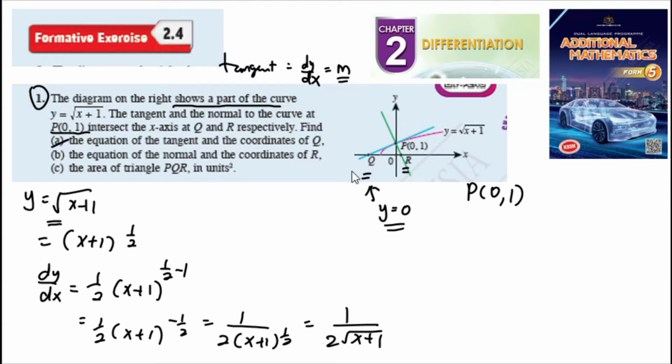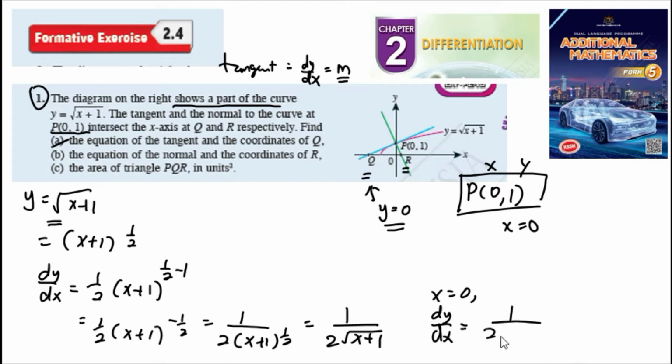So we know this is dy over dx at point P. So at point P, x is equal to 0. You see here, this is x and this is y. So when x is equal to 0, dy over dx is equal to 1 over 2 square root of (0 plus 1), which is equal to 1 over 2. 0 plus 1 is 1, 2 times 1, square root of 1 is 1, so we get 1 over 2. So at P (0, 1), we have m is equal to half.